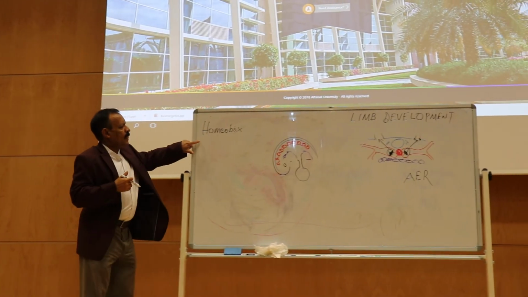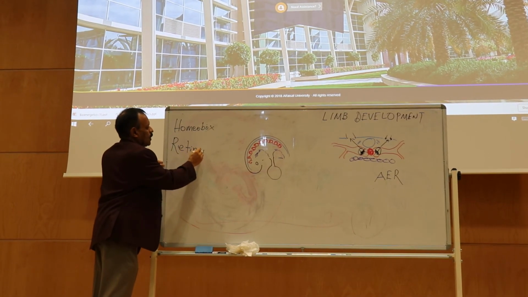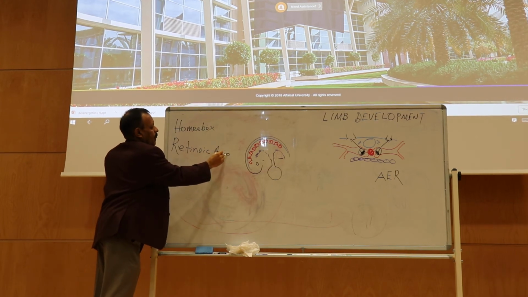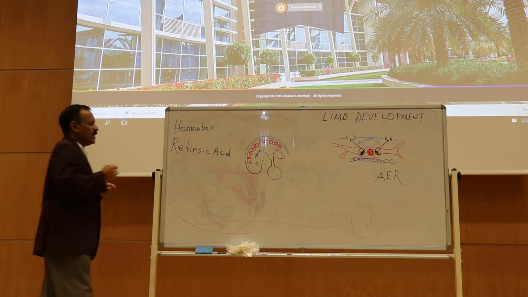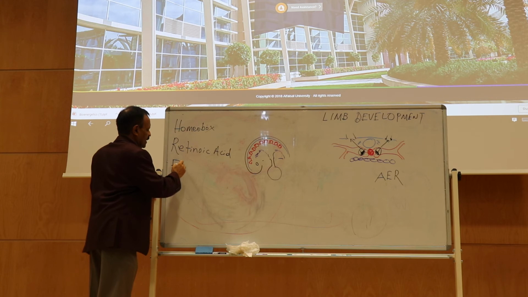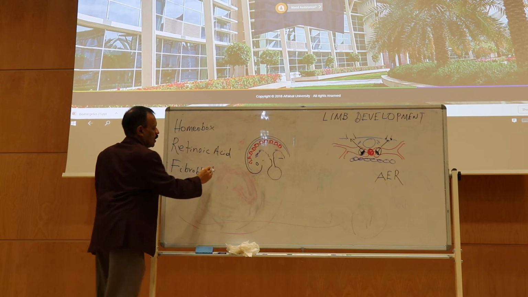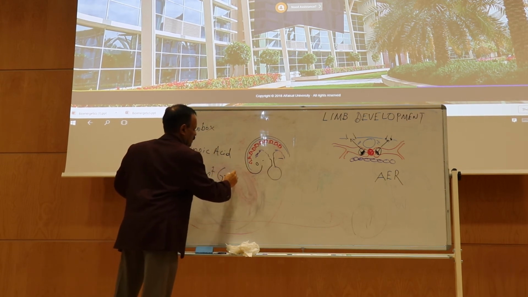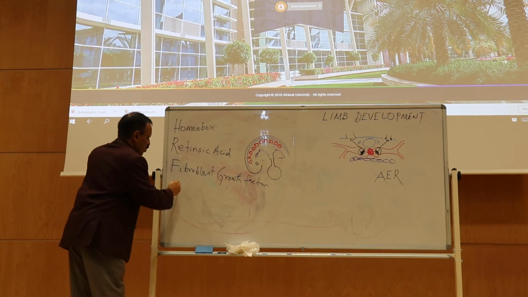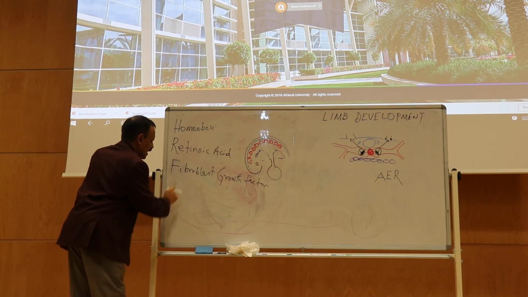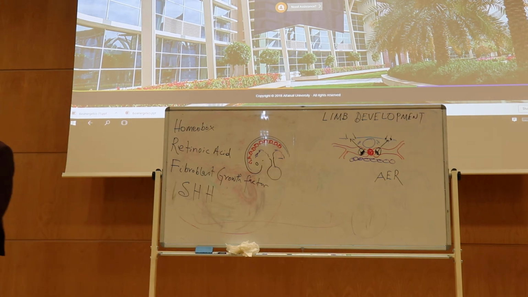Second thing is that we have retinoic acid. Then we have much connective tissue that will be formed over here, so we need fibroblast growth factor. Some people say yes, sonic hedgehog gene. I asked you a question over there. Sonic hedgehog gene, the SHH gene, is also responsible for that.